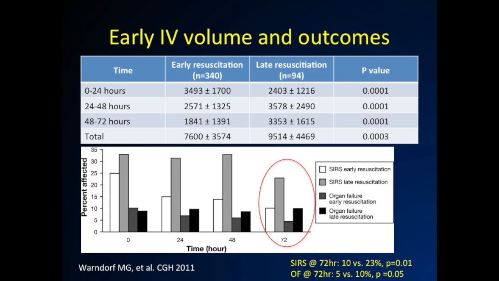acute pancreatitis, and they basically divided their pancreatitis population into the people that got the bulk of their fluids in the first 24 hours, which they called the early resuscitating group, and then the others who got the bulk of their fluids later in their hospital course. And I put here the fluid quantities just to give people an idea of how much fluids we're talking about.